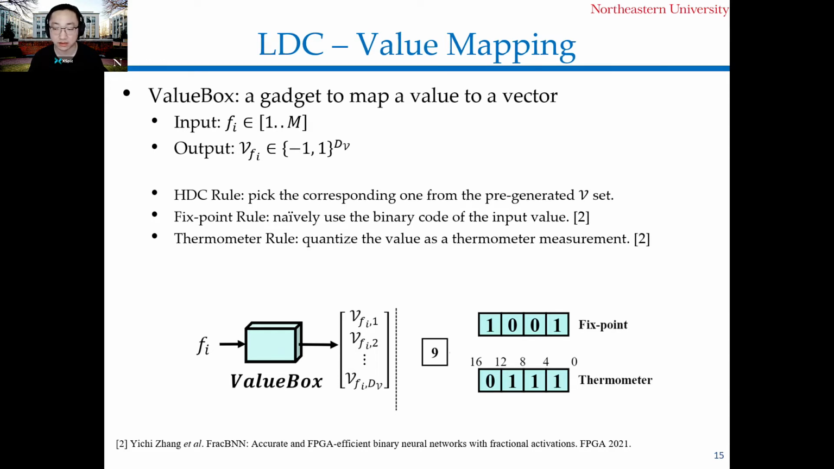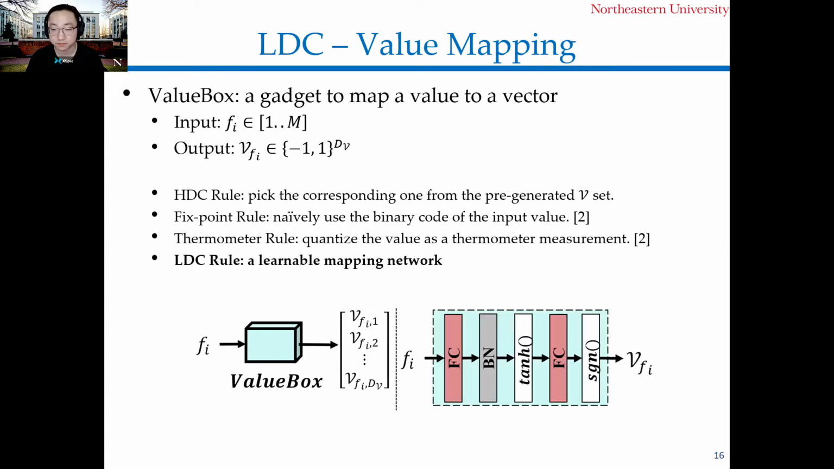Except for the standard HDC rule, we introduced two other manual rules. The fixed point rule is to use the naive binary code of the input value, like 9 can be 1001, and the thermometer rule is to quantize the input value into a thermometer format. For example, 9 will be represented as 0111 in this case.